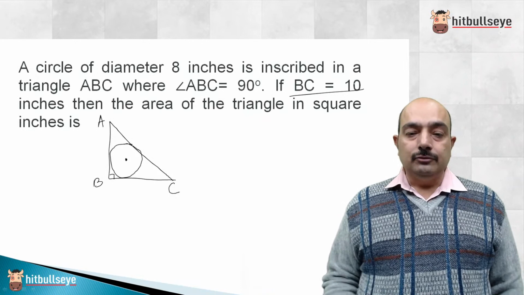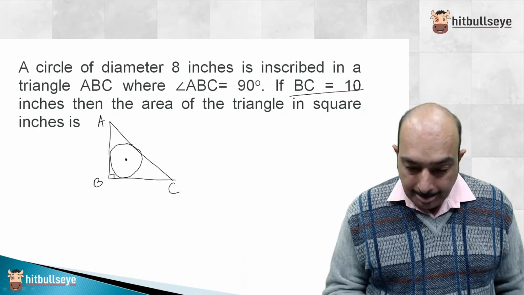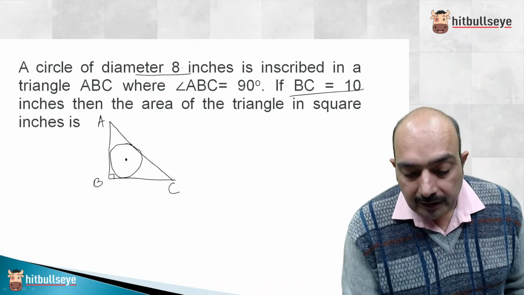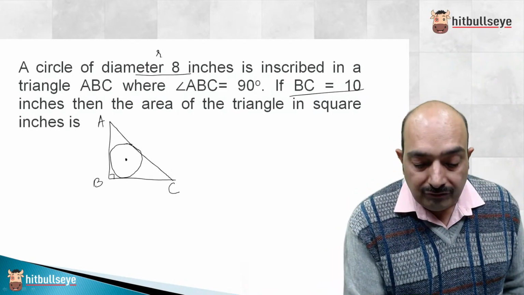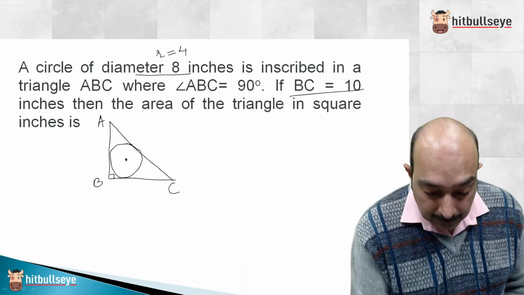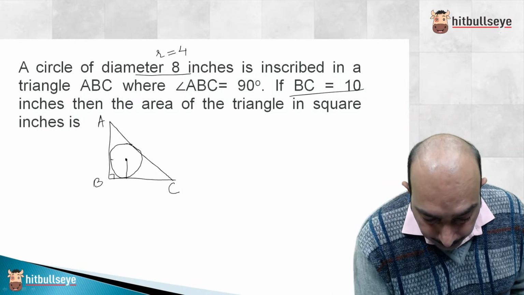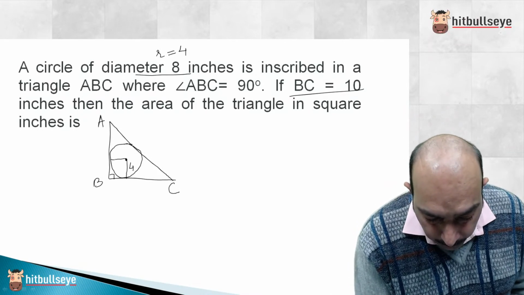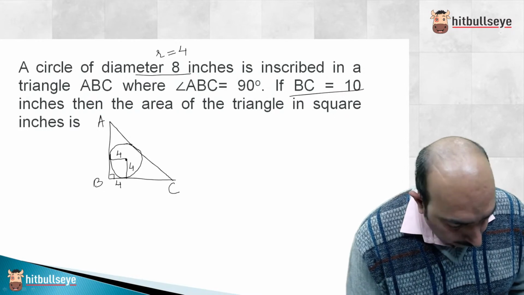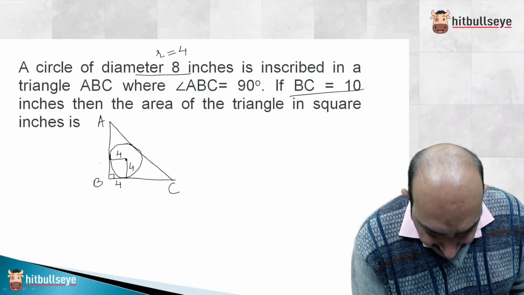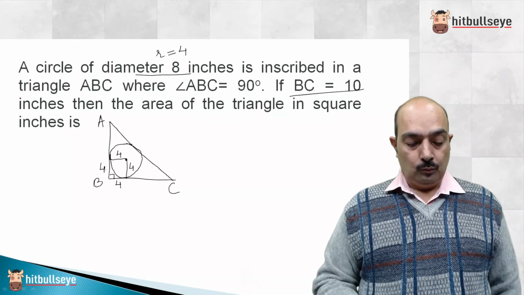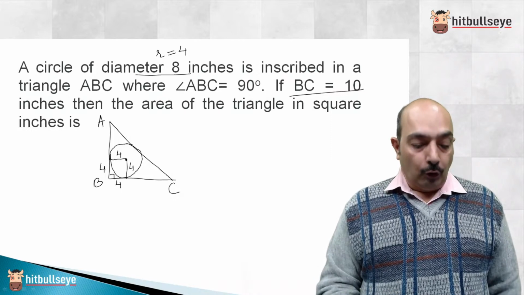Right. So, guys, I'm solving this. BC is 10, diameter 8. If the circle has diameter 8, obviously the radius of this circle would be 4. Please focus on this side. Can I say this is 4? This is also 4? Yes. Which means this would also be 4. And this is 4. Everybody agree with me at this point? Radius 4. Everybody agree?